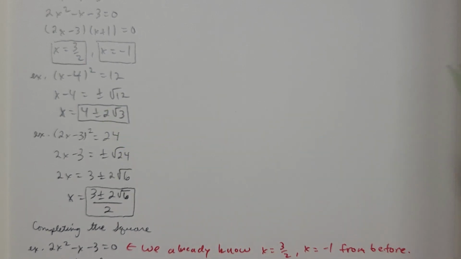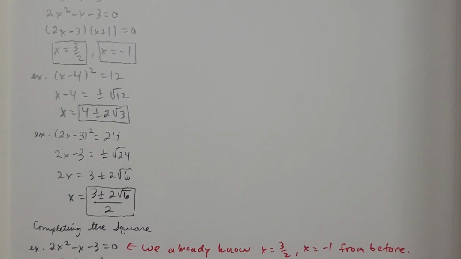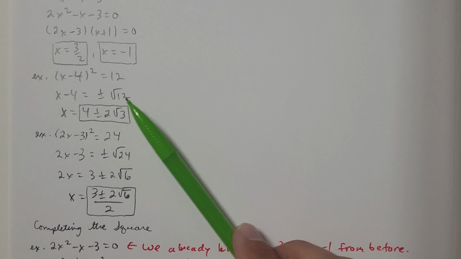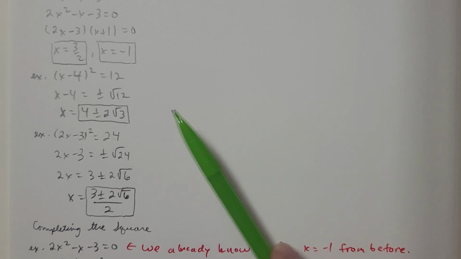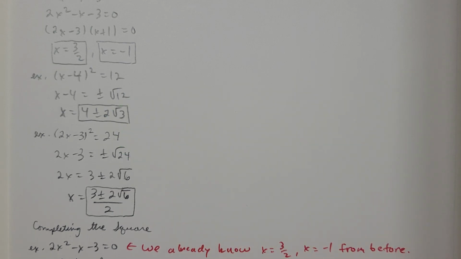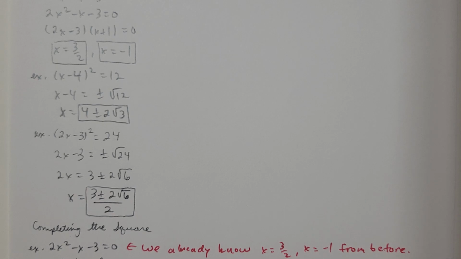If I take the square root of both sides, the square root of something squared would just be that something. So the square root of x minus 4 squared is x minus 4. In other words, the square root sign and the power of 2 kind of cancel each other out. And on the right, I'm going to have the square root of 12. Now, whenever I take the square root of both sides in an equation, I always need to tack on a plus minus onto the right. Then I'm solving for x. If I add 4 to both sides, x is equal to 4 plus or minus root 12.